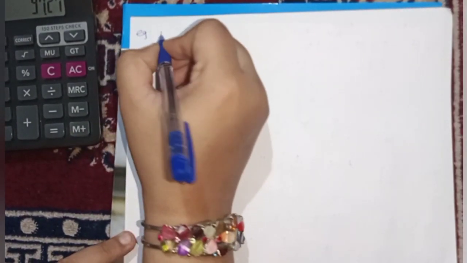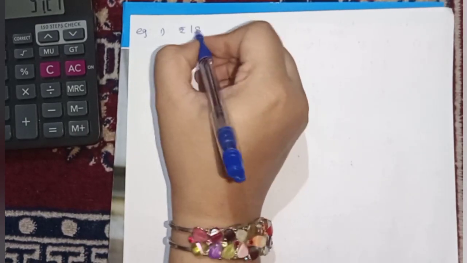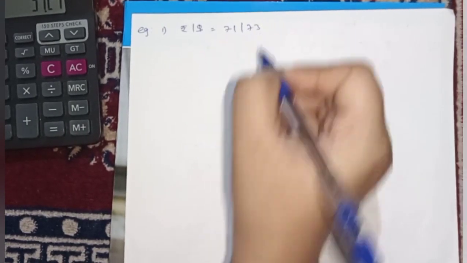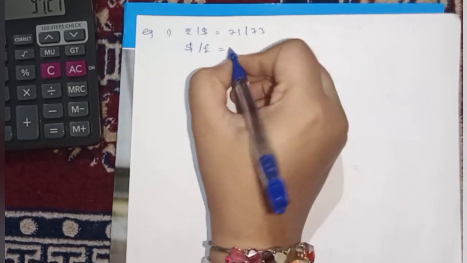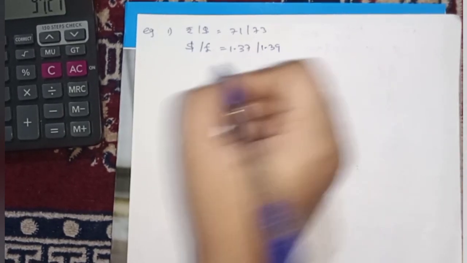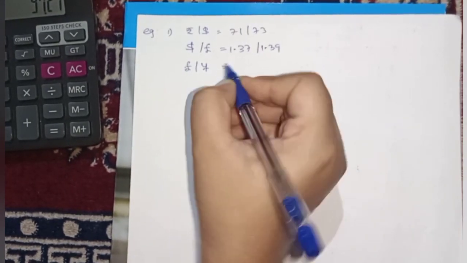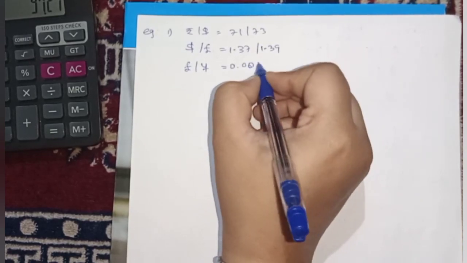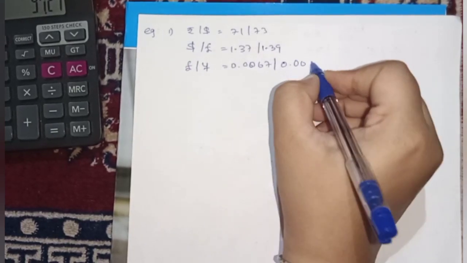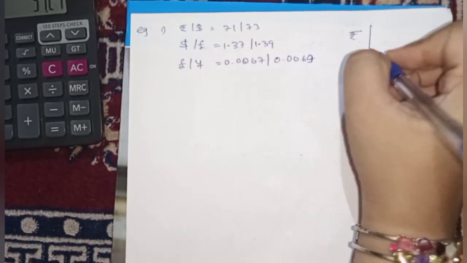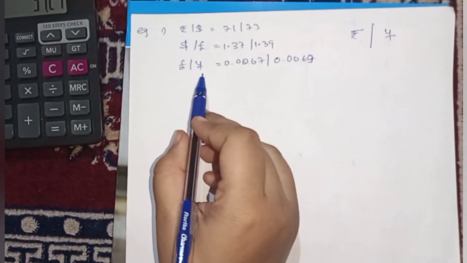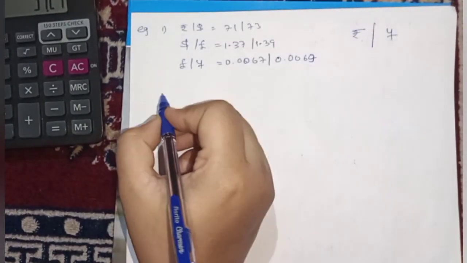Now let us look into an example when you have been given four currencies. Let us say you have been given rupee per dollar, the same rates which we have earlier taken, that is 71 upon 73, and dollar per pound rates as 1.37 and 1.39, and dollar upon yen, a new currency I have introduced in this example, with values 0.0067 and 0.0069, and you are asked to find out the value of rupee per yen.